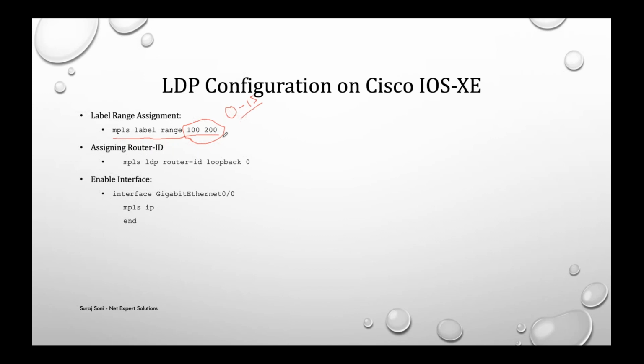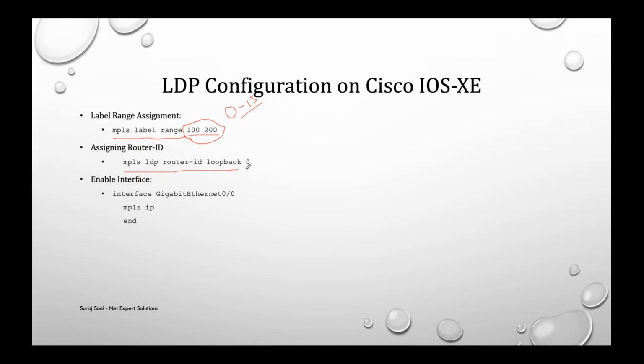So I'm using the 100 to 200 label values, so that the labels will get allocated from 100 to 200. If you want more granular control on top of your MPLS network over how the labels are allocated, you can specify the range. Using that range value, labels will be allocated based on those range values only.